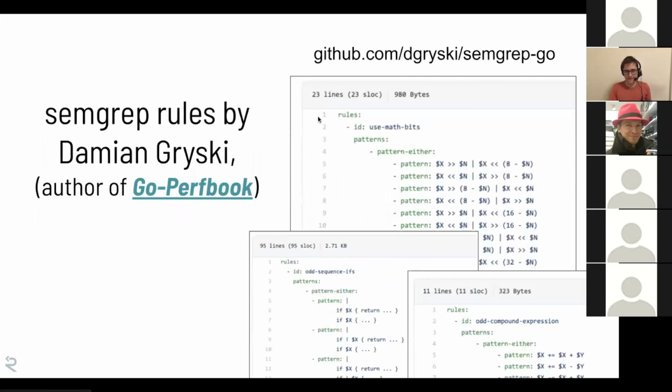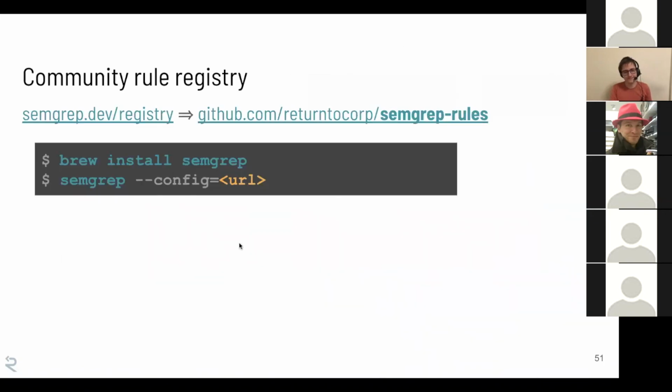700 plus. And other than our registry, there's even people such as Damian, who is kind of a famous person in the Golang community. What Damian has done is he's created his own Semgrep rules repository, like his own personal registry basically. He already has dozens of Semgrep rules that he's adding here at his Semgrep Go repository. You can check all of those out as well.